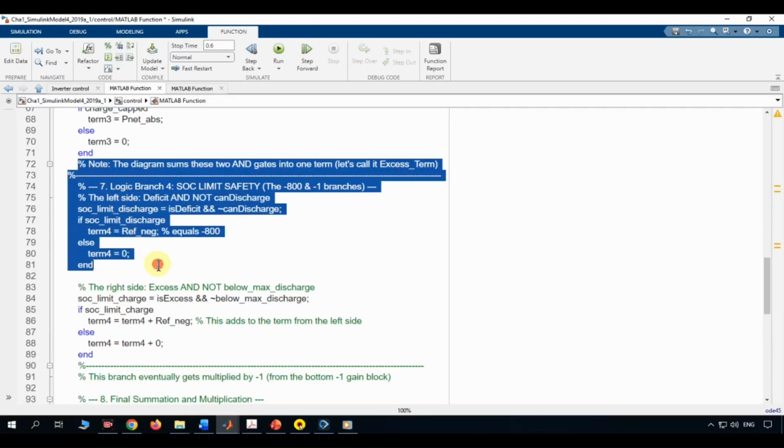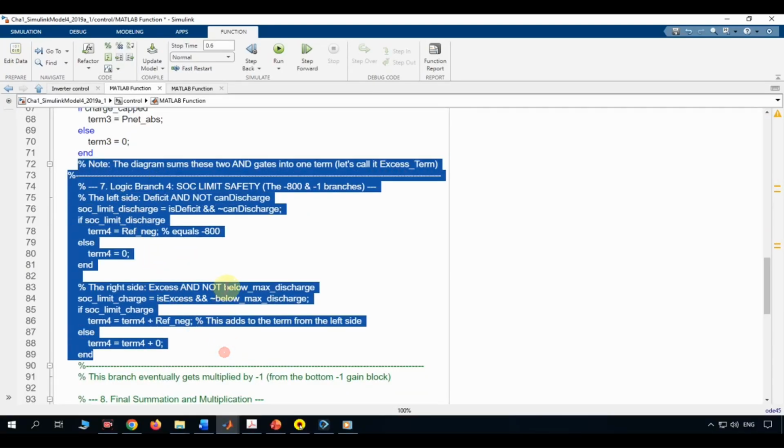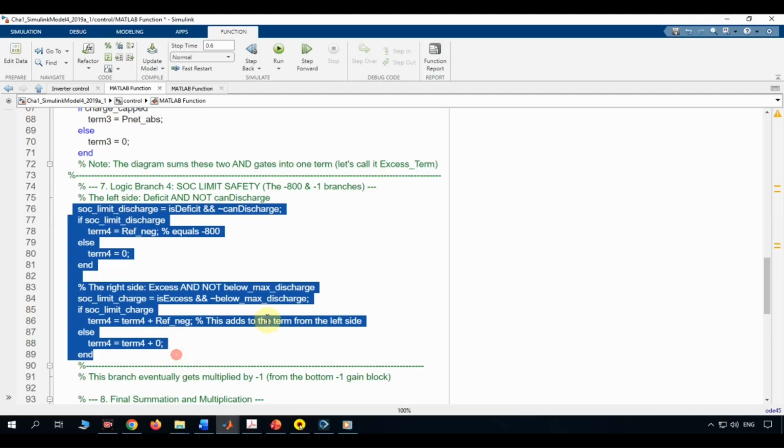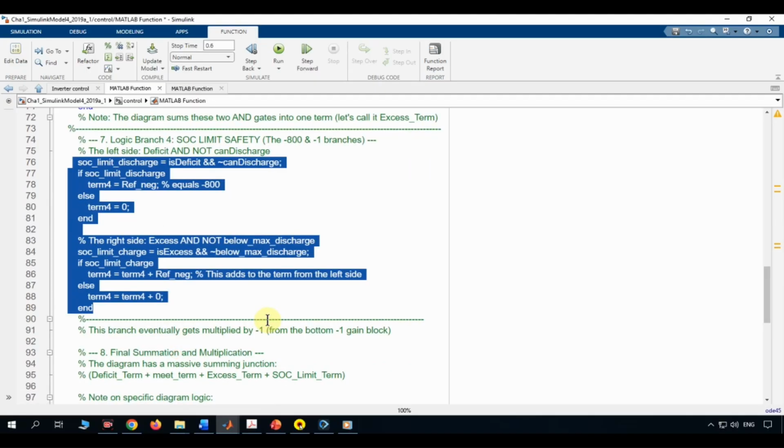If there's a deficit, but the battery's SOC has already dropped to 20% or below, can discharge is false. The function doesn't try to discharge further. Instead, it assigns a fixed fallback value, ref_neg, negative 800 watts. The second half checks a similar condition on the charging side and can add another ref_neg on top if that condition is also true, though in practice, only one SOC limit condition should ever be active at once, since deficit and excess are mutually exclusive.